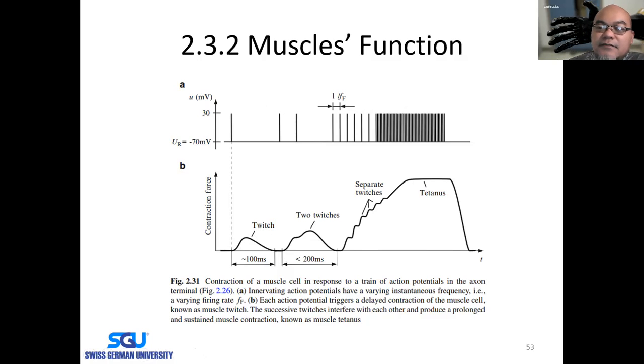it will initiate two twitches of the muscular cells, with a longer period compared to only one twitch. One twitch lasts about 100 milliseconds. So here you see it looks similar to the previous discussion on the neuromuscular, neural cell, the shape of the muscle. When you give an impulse, there is a corresponding voltage that looks like that.